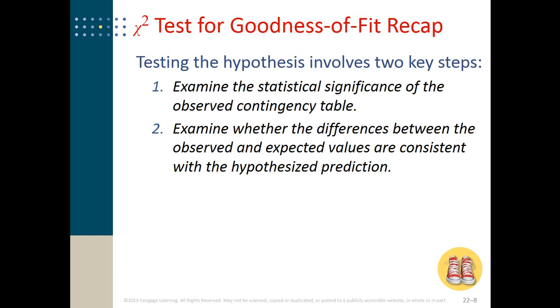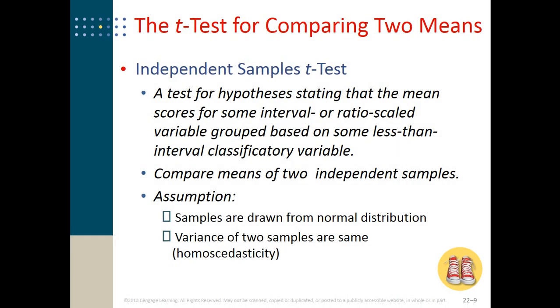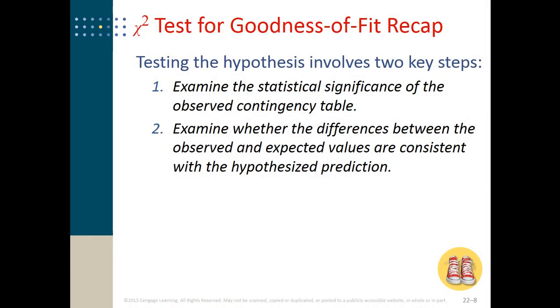Just to remind you again, it tests the statistical significance of a contingency table, and it tests whether expected frequency and actual frequencies are different. This is the end of our discussion on learning objective 2, that means chi-square test. The next video will be on t-test. Thank you.